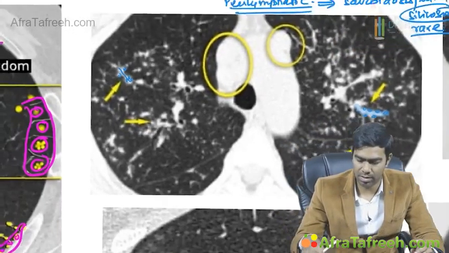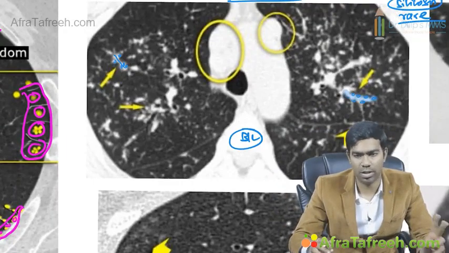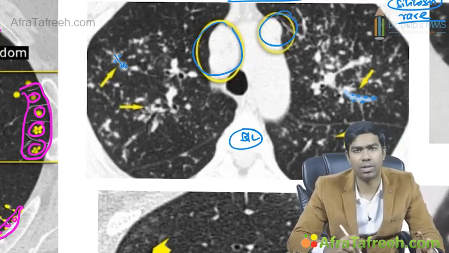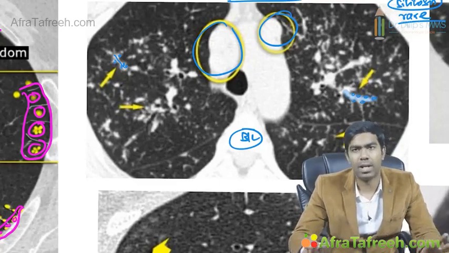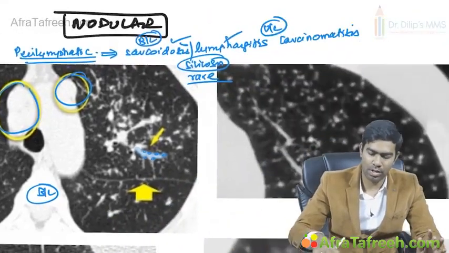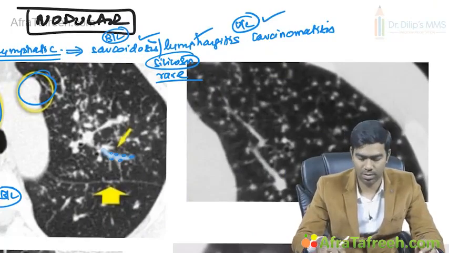Why can I tell? Because it's bilateral. Number one, perilymphatic distribution. Number two, at the same time, I am seeing mediastinal lymphadenopathy. Definitely it must be sarcoidosis. Lymph nodes, perilymphatic distribution of nodules, bilateral distribution, it is sarcoidosis. I told you already, lymphangitis carcinomatosis will be strictly unilateral most of the times.